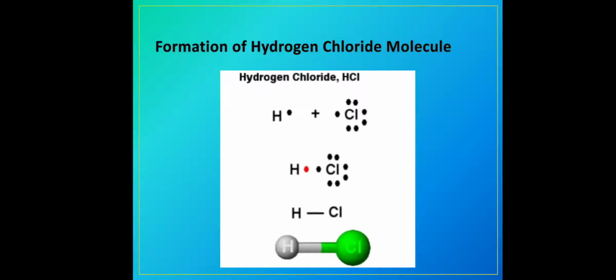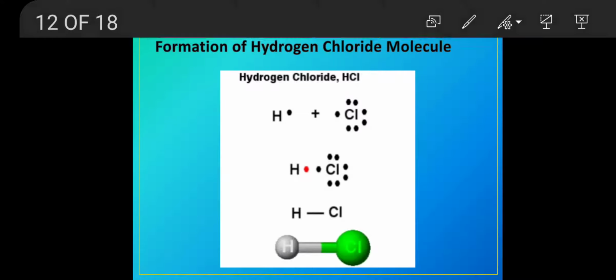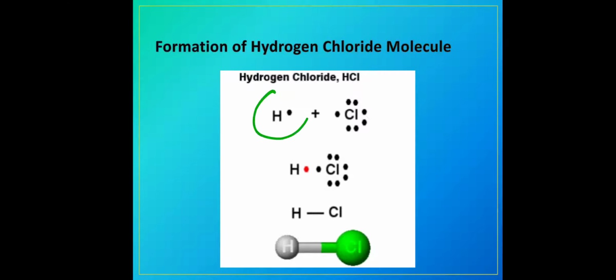Now let's see the formation of a hydrogen chloride molecule. And why does that polarity take place in hydrogen chloride? So hydrogen, if we see, has only one electron in its outermost orbit, and that's the only orbit it has. And chlorine has 7 electrons in its valence shell.